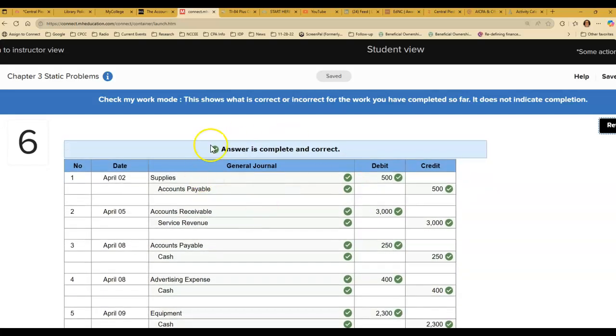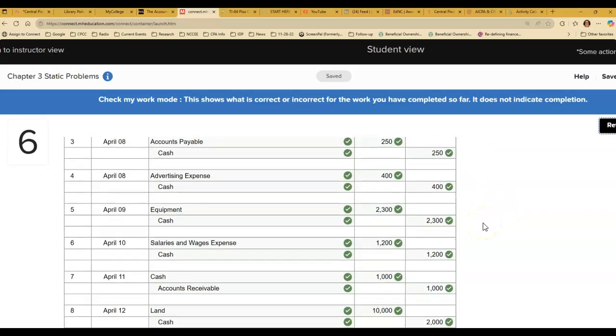All right. Answer is complete and correct. Remember, if that is a little red X mark and it says answer is correct but not complete, what does that mean? Something's blank and it wants an input in that spot. Any questions there?